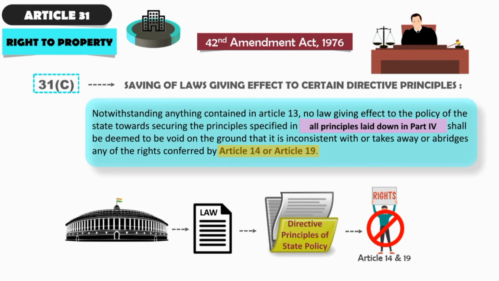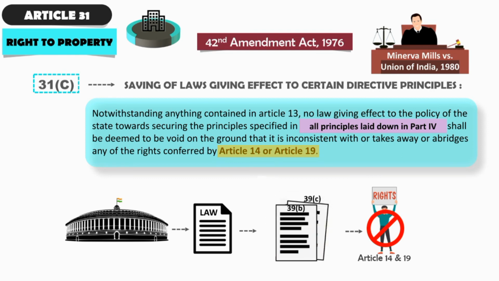But the Supreme Court also gave its answer in the Minerva Mills versus Union of India case, 1980. The Supreme Court said that you cannot do this. The scope of Article 31 Clause C will remain only and only till 39B and 39C. You cannot apply it to all directive principles of state policy. DPSP is not a small part of the Indian Constitution. It is very vast. So the Supreme Court struck down this point of the government also.